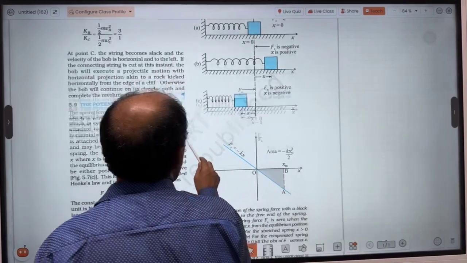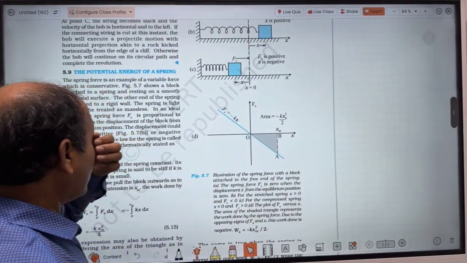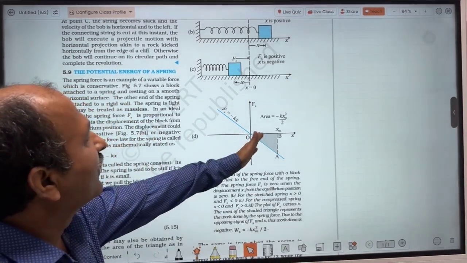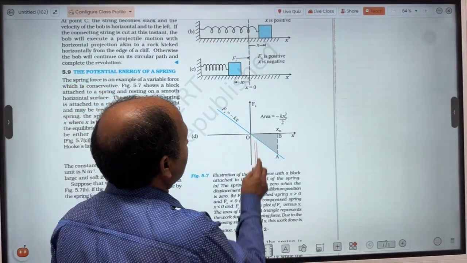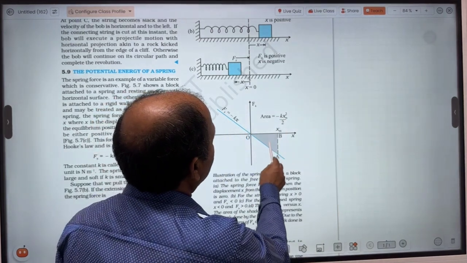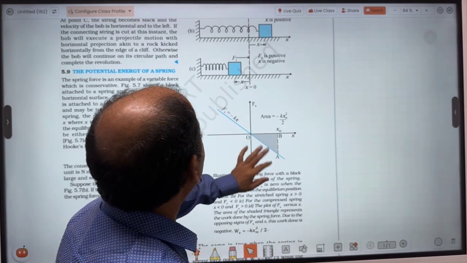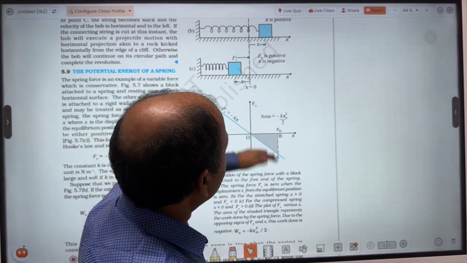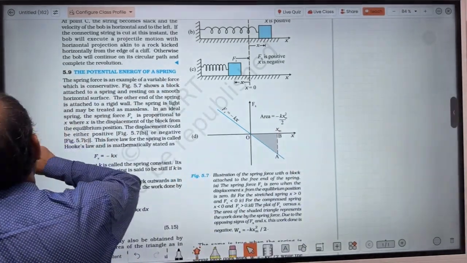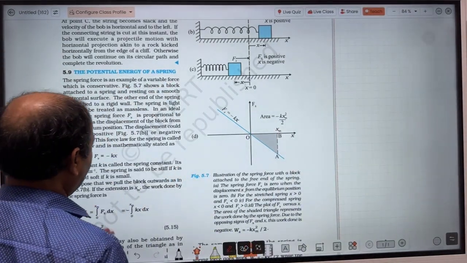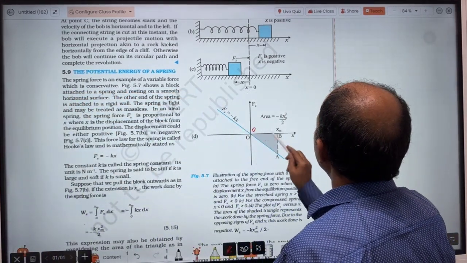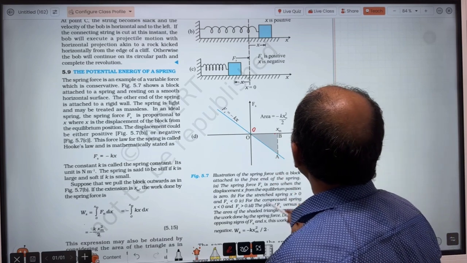And as you know, F equal to minus kx. So if you plot the graph, you will get this straight line, and the area can be found. This is the original position, this is the maximum elongation. So the area of this portion will give the amount of work done, and since this is below the axis, it is negative. You can evaluate whether it is minus kx square or not, which we have got through integration. If we calculate the area here, this is 0, this height we can find.